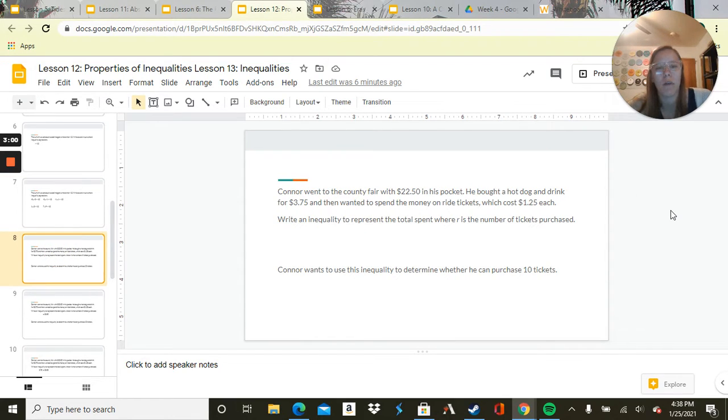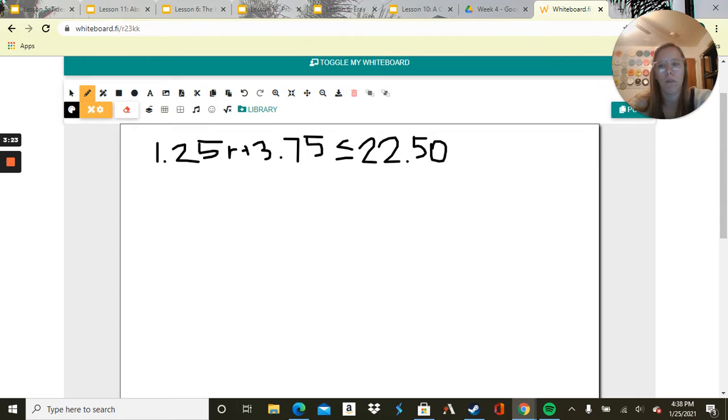So, Connor went to the county fair with $22.50 in his pocket. He bought a hot dog and drink for $3.75 and then wanted to spend the money on ride tickets, which cost $1.25 each. Write an inequality to represent the total spent, where R is the number of tickets purchased. And then he wants to use the inequality to determine if he can purchase 10 tickets. So we're going to do both of those. So here's our inequality, 1.25, which is the cost of tickets, times R, which would be the number, plus $3.75 he already spent on his drink and hot dog, has to be less than or equal to $22.50, because that's the amount of money he has.